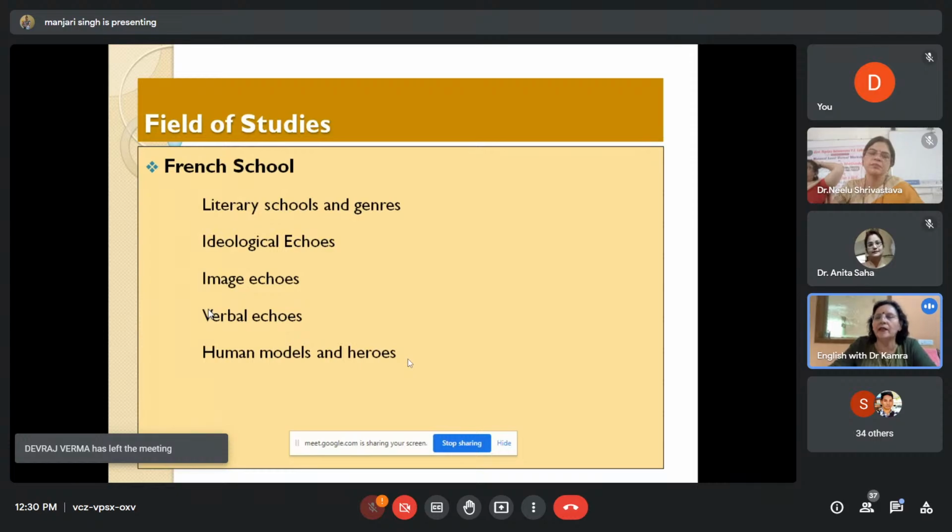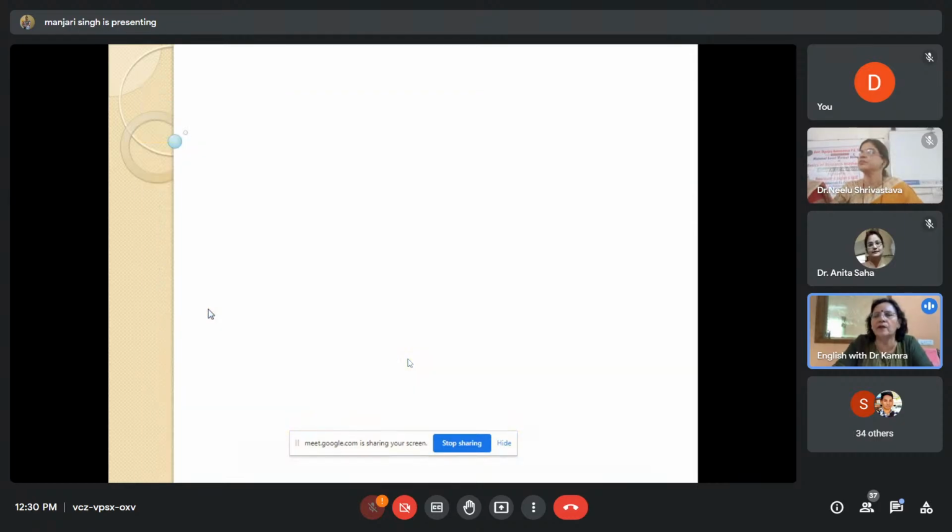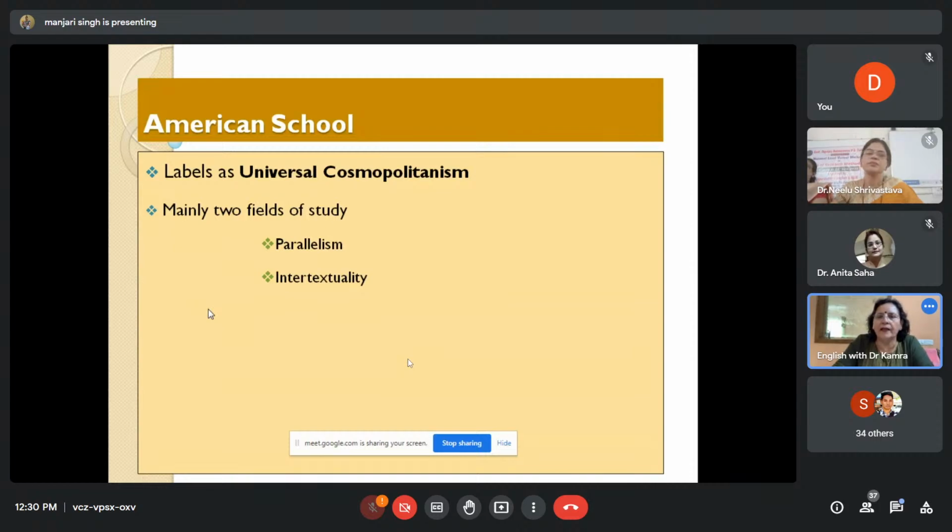Then human models and heroes. For example, in what way Chanakya and Machiavelli are similar, and in what way your Cupid is similar to Kamdev. So these could be some explorations. The first school is the American school. Next slide, Neelu. The Americans consider comparative literature an aesthetic discipline, and they label it universal cosmopolitanism. It has mainly two fields of study. First is parallelism, where the writers and their works are not given importance, but their influence is measured.